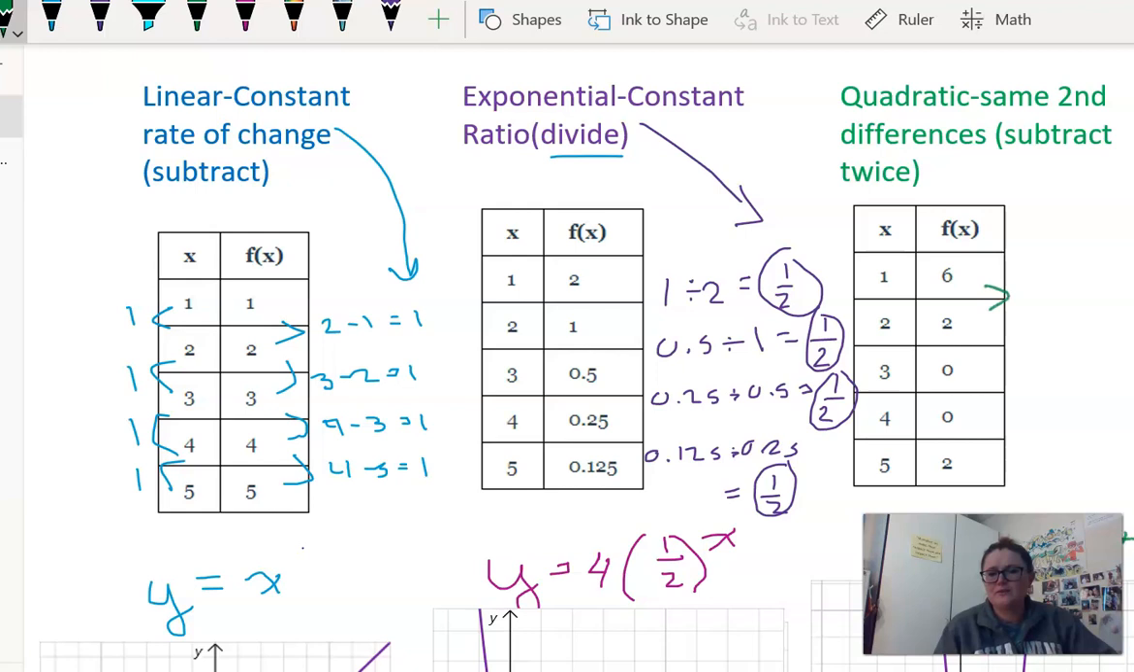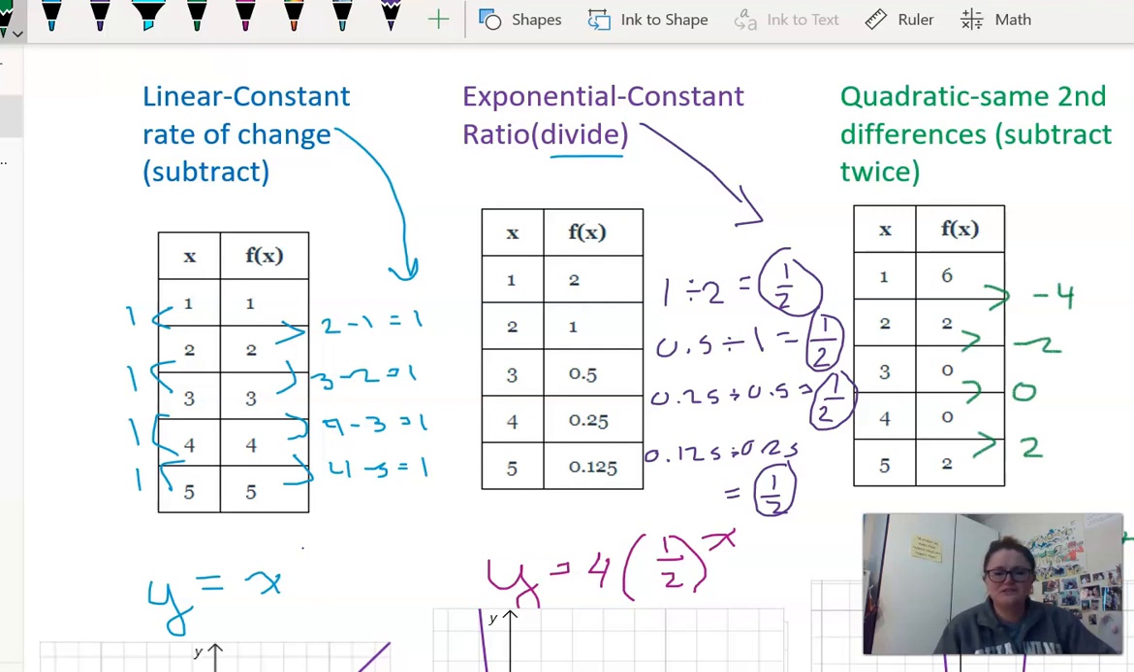So here we do 2 minus 6, and that would give negative 4. Here we do 0 minus 2 is negative 2. 0 minus 0 is 0. 2 minus 0 is positive 2. So you can see here, not the same. So it's not linear. If I divide, 2 divided by 6 is 1/3.